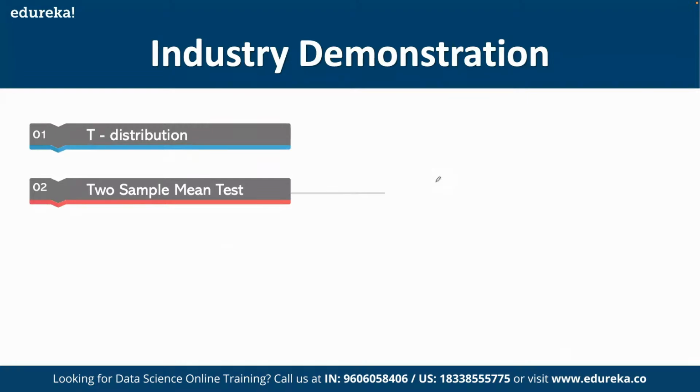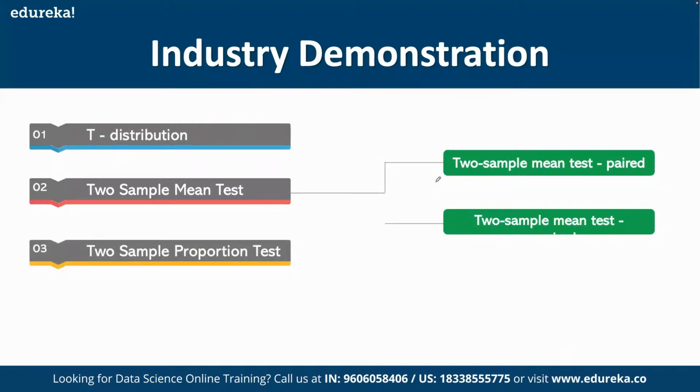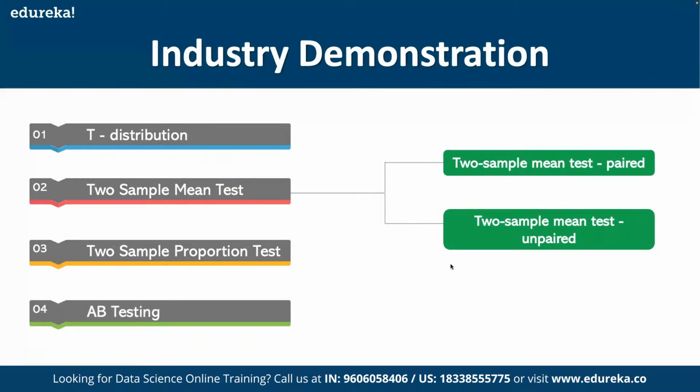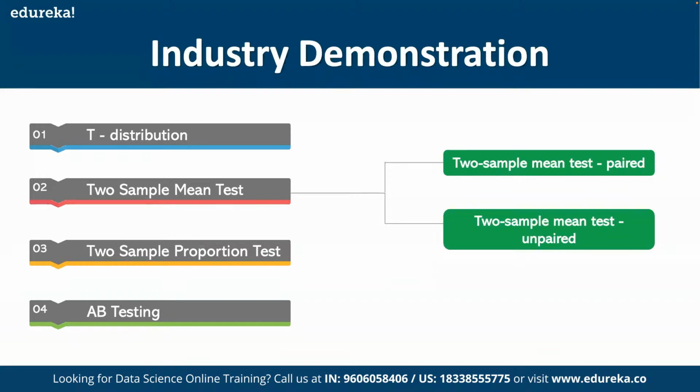Under this two sample mean test, we've got the two sample paired test and the two sample independent test. Let me show you what it would mean. Under the two sample test, we've got paired and we've got unpaired or independent. This is another kind of testing that we have, and we've got the two sample proportion test and the A/B test. These are the various hypothesis tests that are available in statistics, which we can apply on a data set.